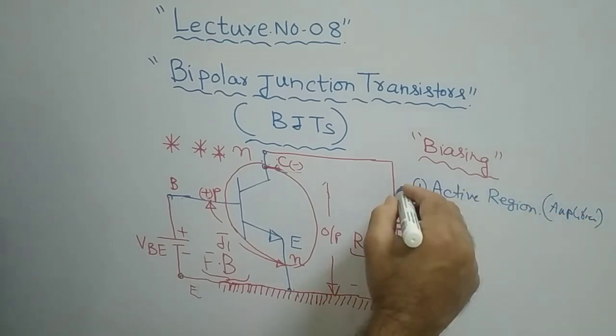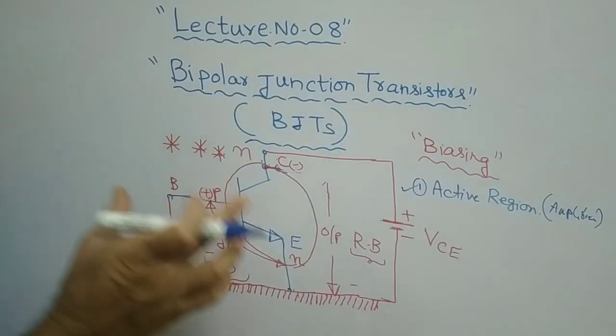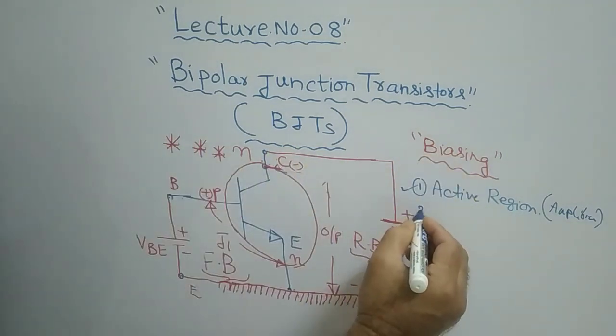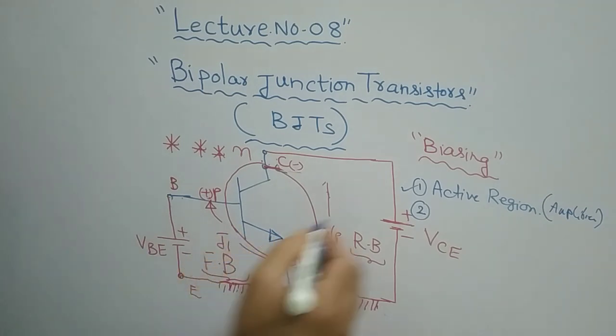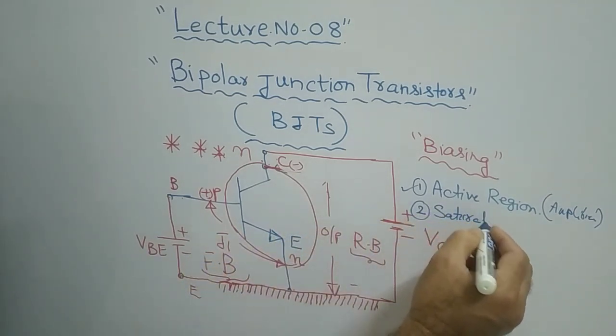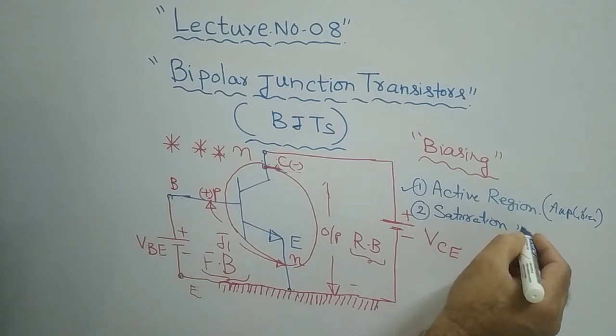So remember that: in the active region of operation only, the transistor will work as an amplifier. Coming to the second region, what is saturation? Next is the saturation region.